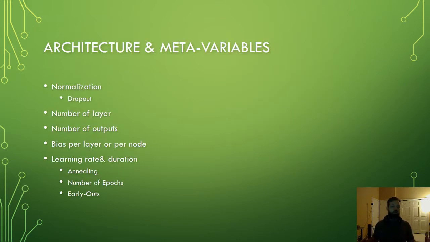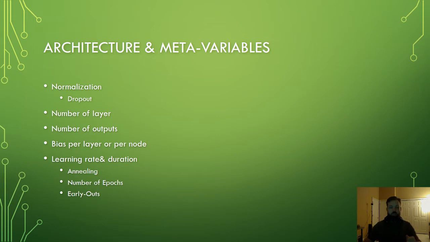So some of the architecture and metavariables that you're going to need to consider when putting together your own neural network is one of the first things you're going to see is whether or not you're going to use normalization. Normalization is basically just a mathematical way to penalize the network for using weights that are too large. That's going to help you avoid overfitting your network, which is something we'll get into when we talk about the training layer, but just know that overfitting is a bad thing.